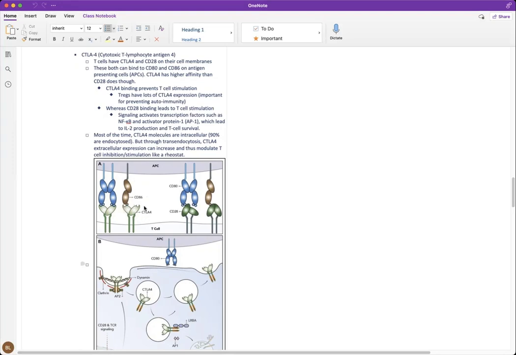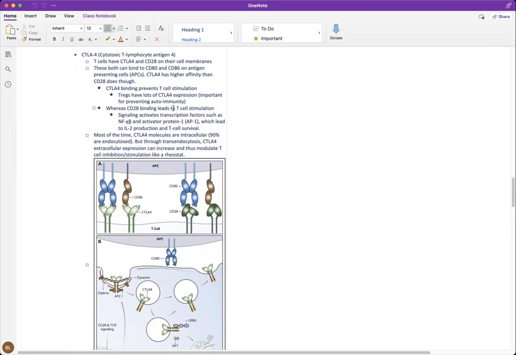So here's a picture of CTLA4, and here's a picture of CD28 and CD80, and here's CD86 in brown. So you can see that both of these are binding to blue CD80 and brown CD86. CTLA4 binding prevents T cell stimulation. T regulatory cells have lots of CTLA4 expression. That's important to prevent autoimmunity.